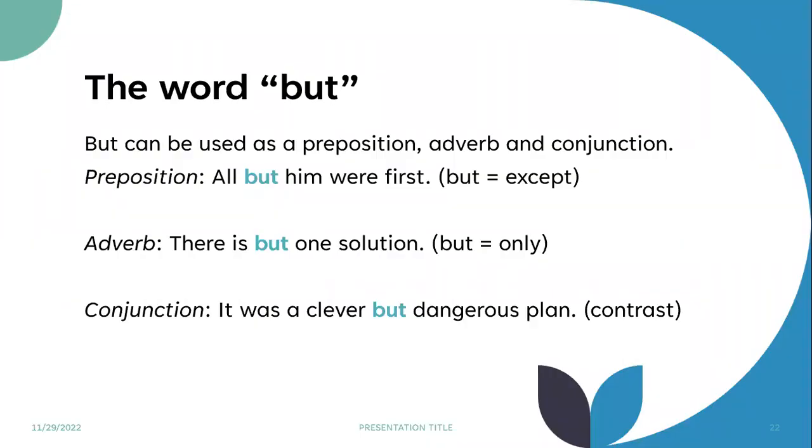So the word "but" is one example of a word that can be used as a preposition, adverb, and conjunction. Here we have 3 different examples for each function. "All but him were first." We know that "but" would mean "except" in this sentence: all except him were first. Second one, "There is but one solution." There is only one solution. And lastly, "It was a clever but dangerous plan," showing the contrast between the 2 elements of the noun, which is the plan, right?